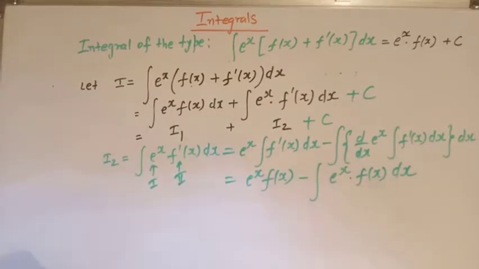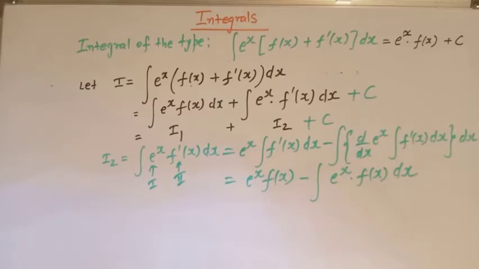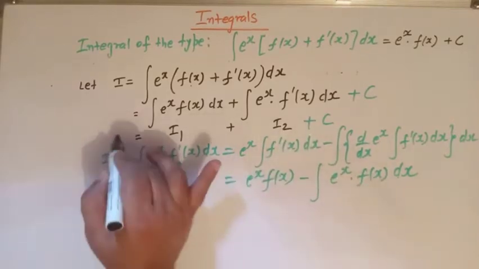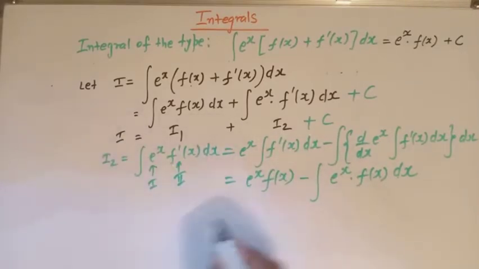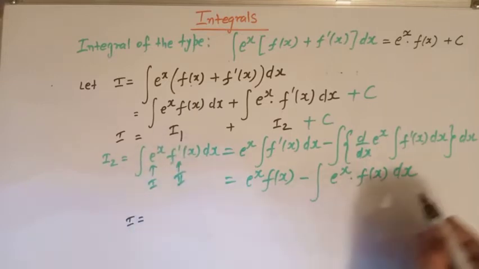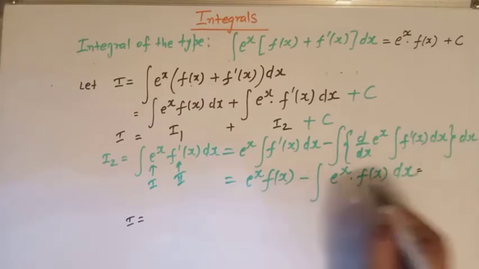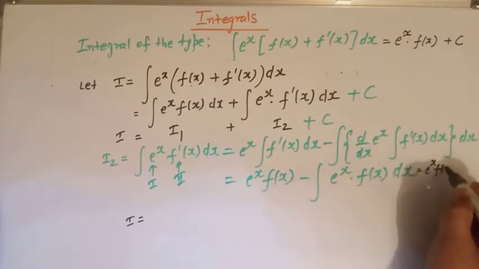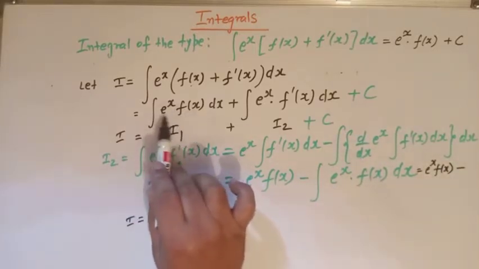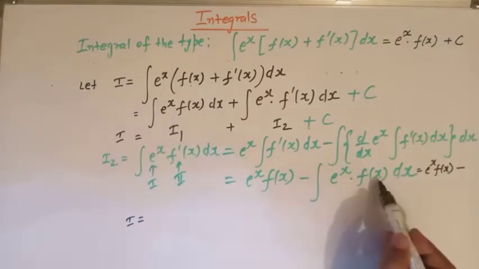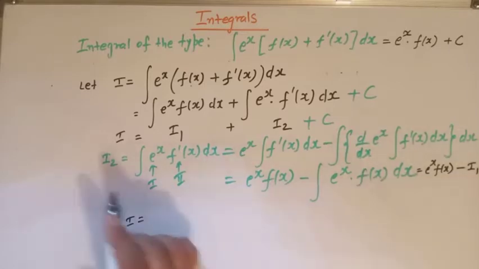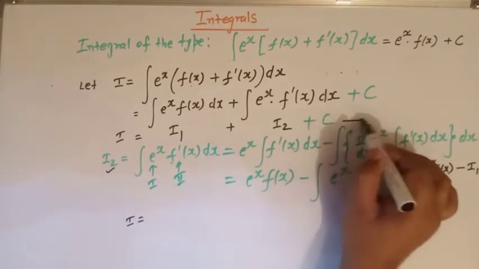Now let us substitute this value of I2 in this equation. Clear? Here we have I. So I can be written as I1, or we can write this expression as e raised to x f of x minus this integral, which is nothing but I1. Clear? E raised to x f x dx. So this is I1. Now we substitute this value of I2 in equation 1.